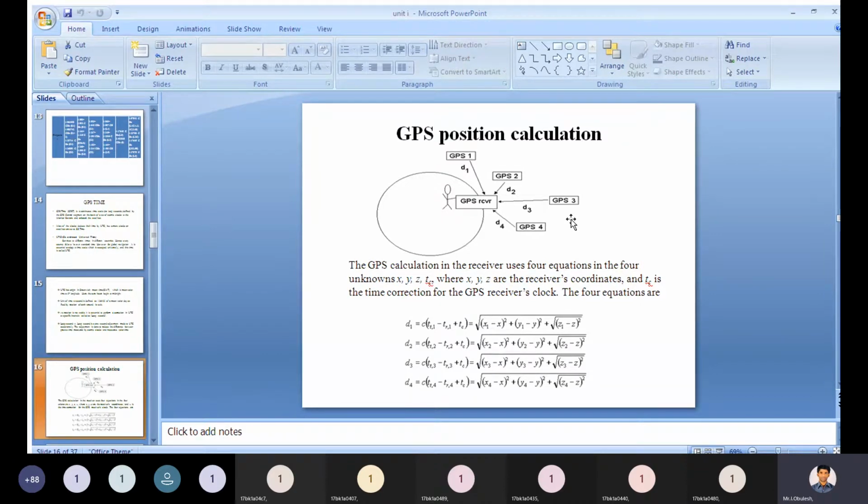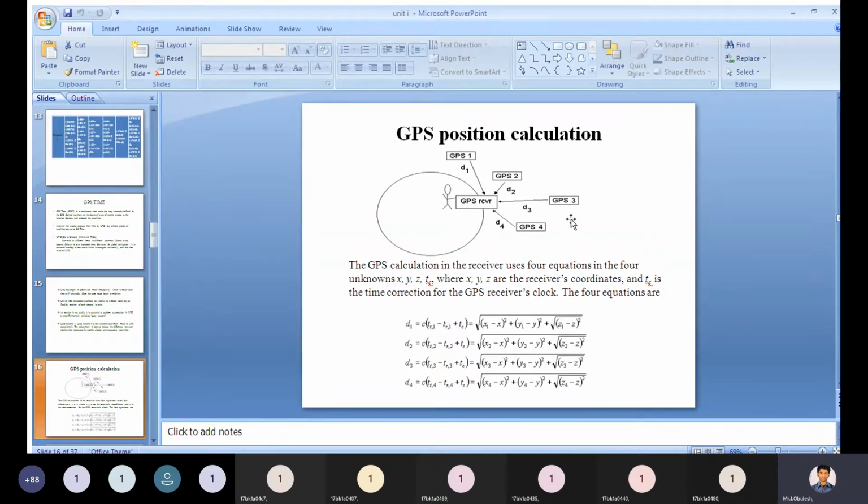So for the GPS calculation, the receiver uses 4 equations. Why? Because here we are taking 4 GPSs. If the data travels from those 4 GPSs to the GPS receiver, the data should travel distances D1, D2, D3 and D4 from their respective GPSs to the GPS receiver. So the GPS calculation in the receiver uses 4 equations.